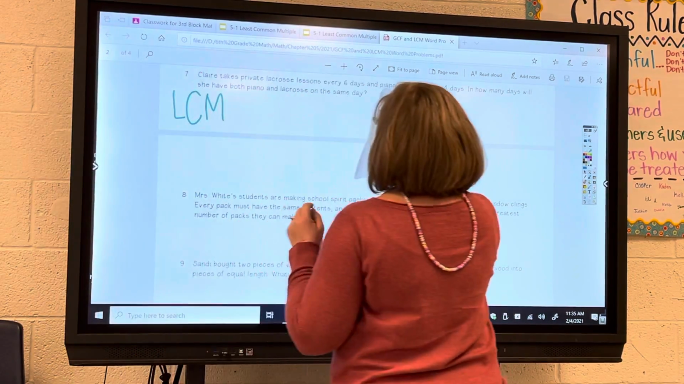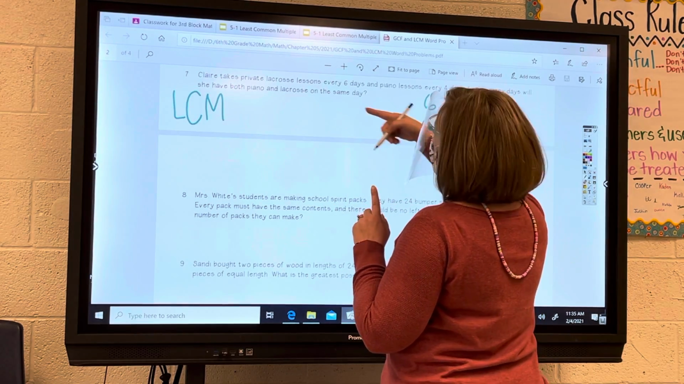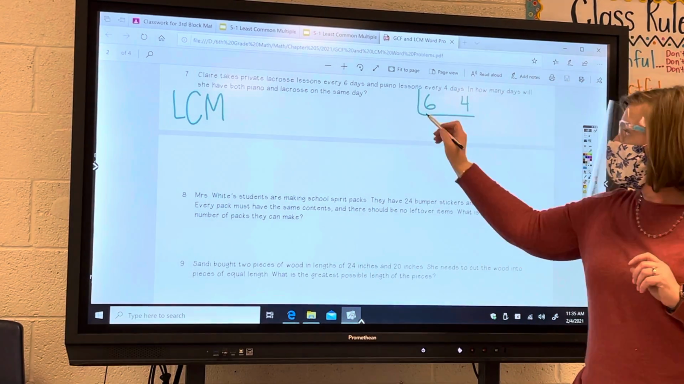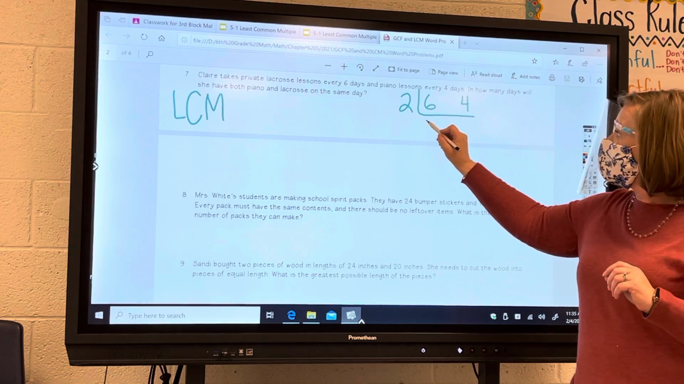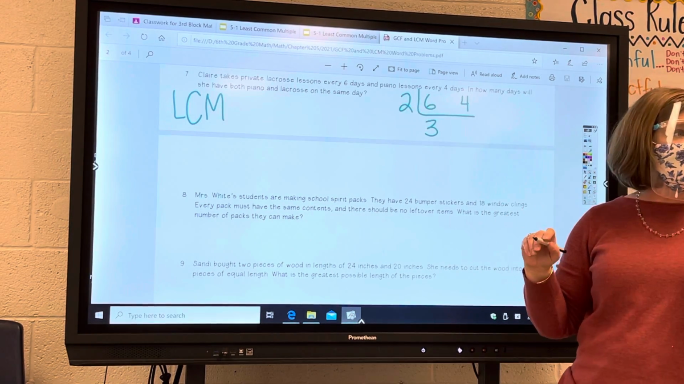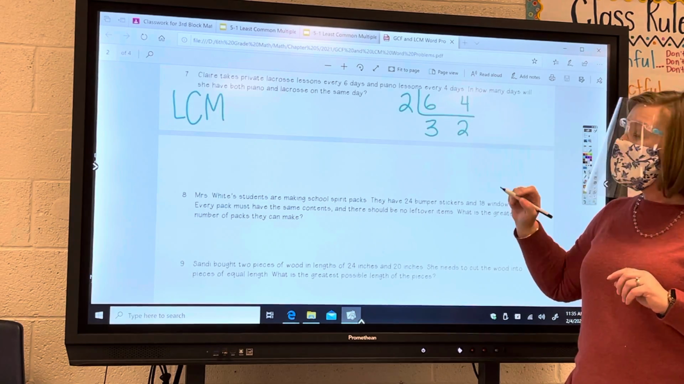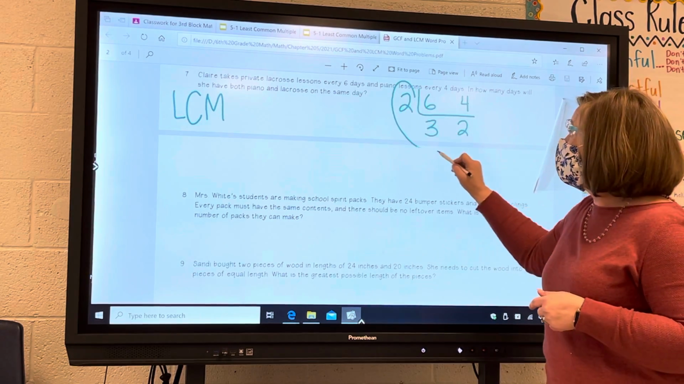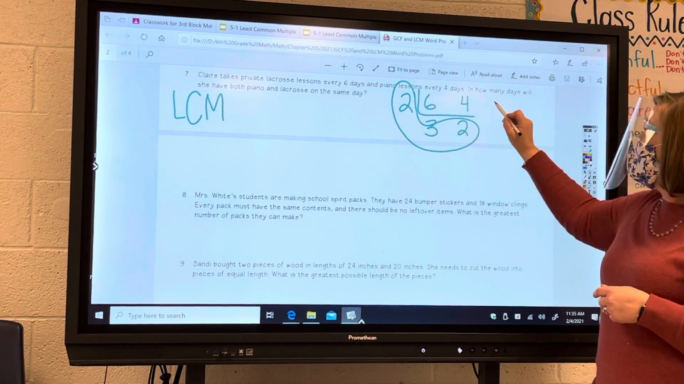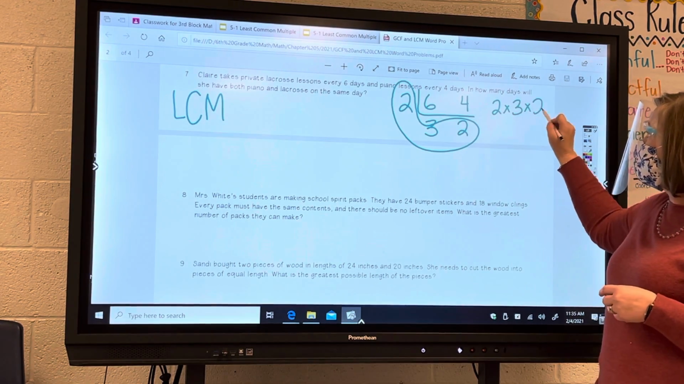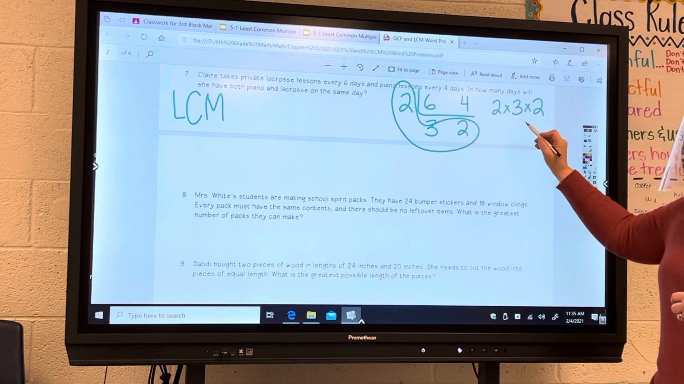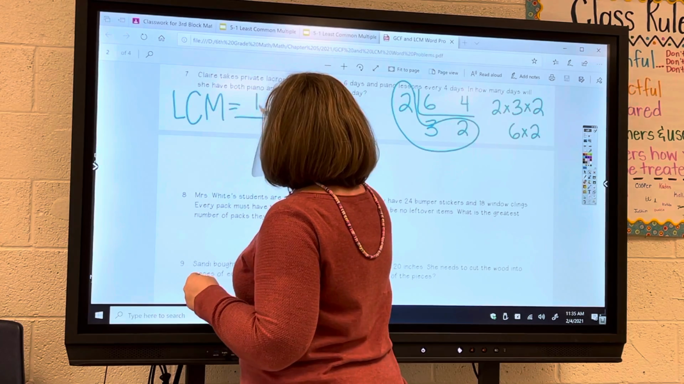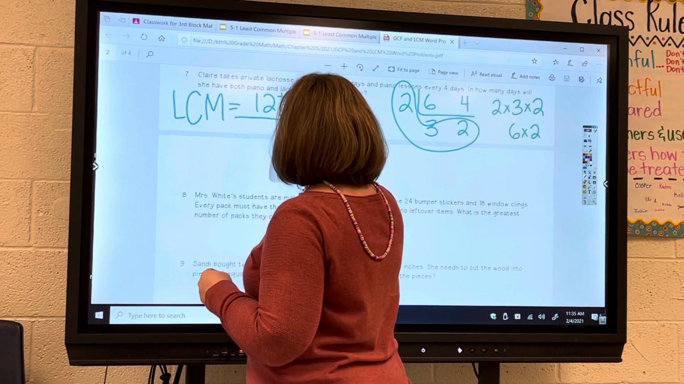Okay? So we've got lacrosse every 6 days, piano every 4. What can I divide 6 and 4 by? 2. 6 divided by 2 is 3. 4 divided by 2 is 2. Can I stop? Yes. Since I'm looking for the lowest common multiple, what do I have to make? An L. So I've got 2 times 3 times 2. 2 times 3 is 6, times 2 is 12. So she will do them both on the 12th day.